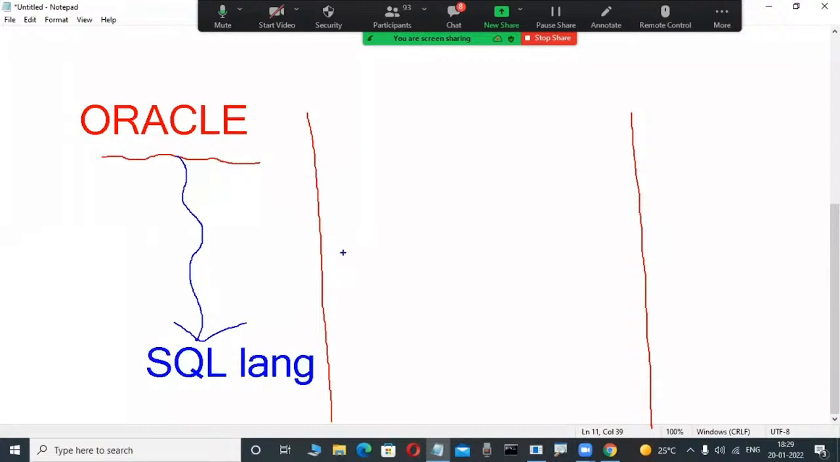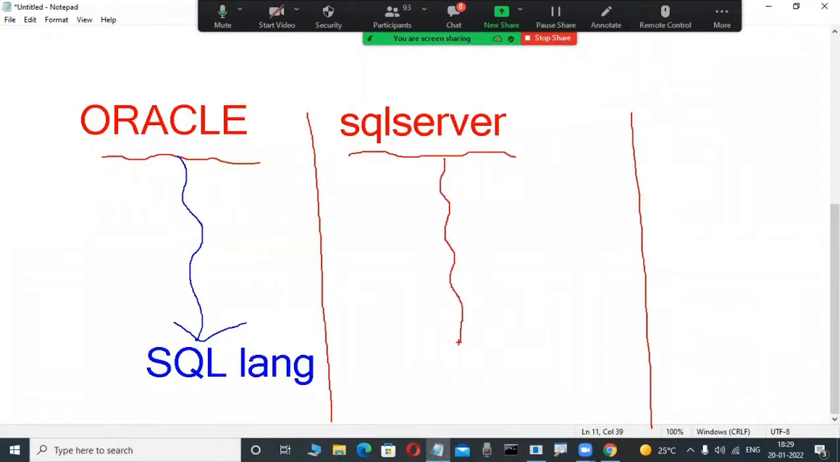Suppose in my company there is another project, also on a relational database product from Microsoft. That is SQL Server. Some employees are working on the SQL Server product. It is also a database product, the same as Oracle, and to operate it they use one language only. What is that language? SQL is a language.